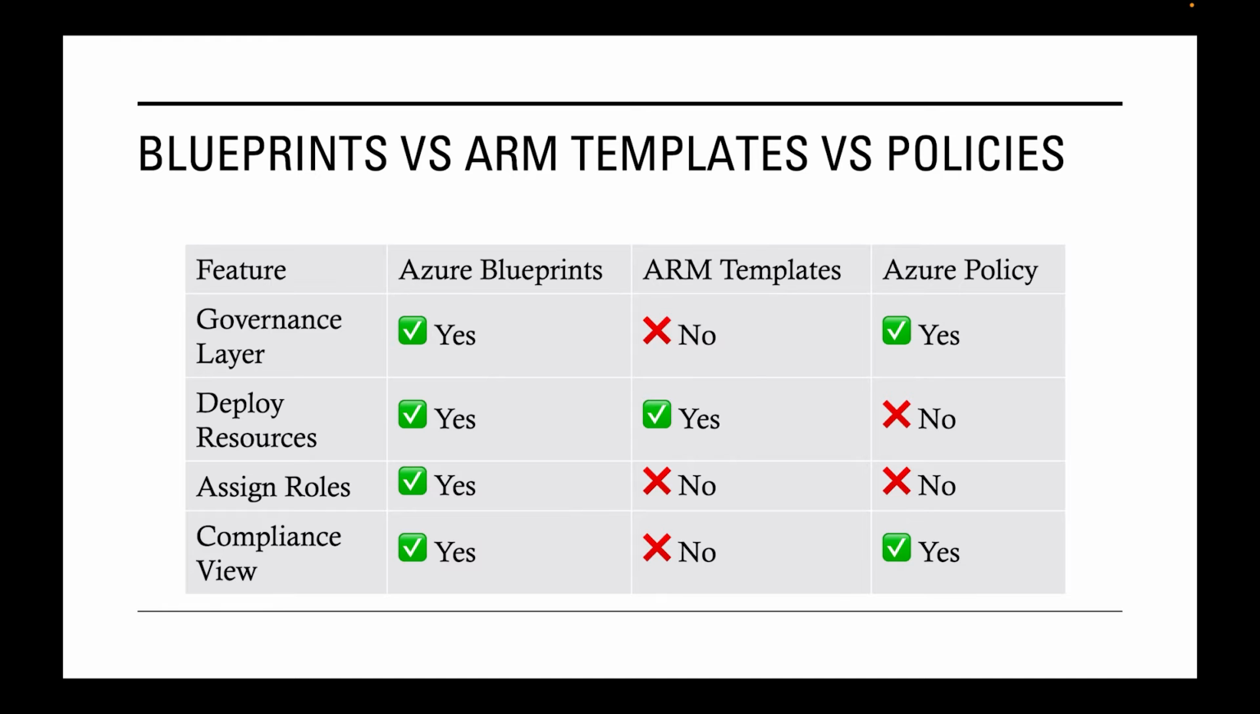And then Azure Policies does have a governance layer, does not deploy any resources, assigns roles, and has a compliance view, right? So not to get confused, Azure Policies can do certain stuff. It can prevent resources from being deployed if they do not have certain configurations and things of that nature. So this is a quick chart about just how powerful blueprints are within your environment.